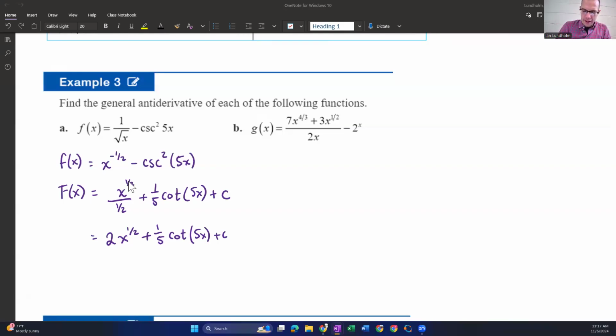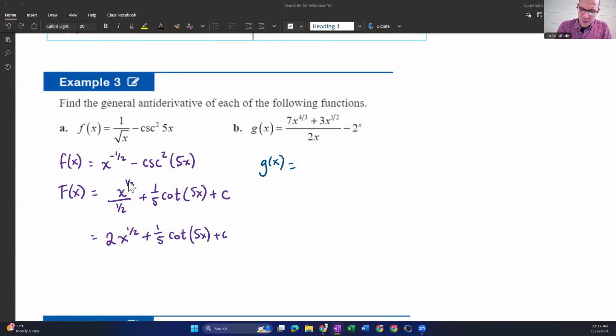Okay. Next one. Actually, I'm going to do the same thing. We're going to keep this as little g and try to reduce this so that we're not having to undo a quotient rule thing here.